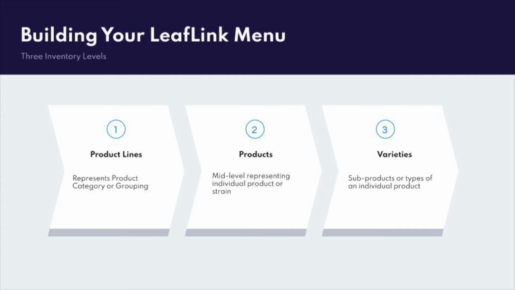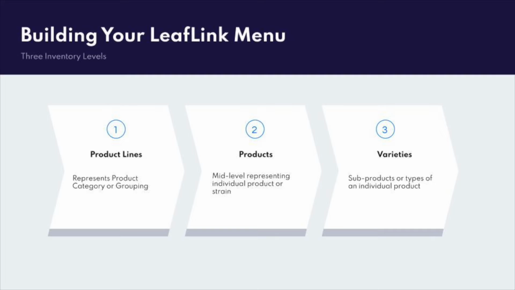Most menus on LeafLink have product lines and all have products. Varieties depend on the type and sizing of the products you carry. Be sure to label varieties specifically. In LeafLink reports, the variety is reported as a single line item. Varieties with non-specific names are more difficult to track in reporting.